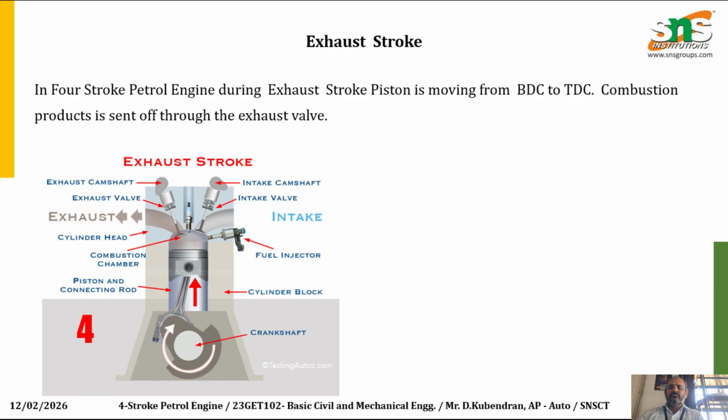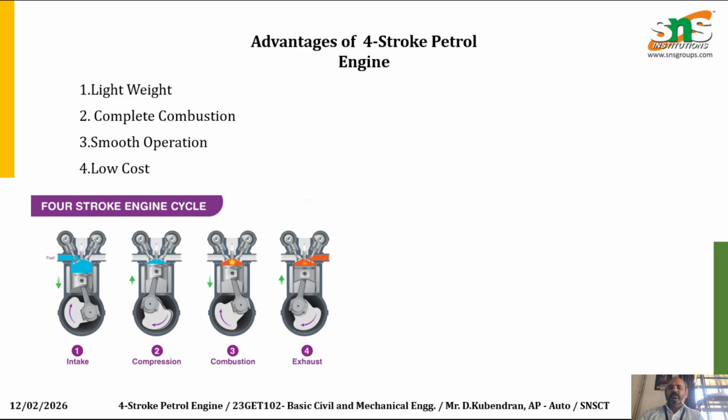When all the four strokes are completed, the cycle is repeated again. So the petrol engine works on the principle of the Otto cycle. The Otto cycle is the four-stroke cycle by which the petrol engine operates. The cycle is repeated continuously, so power is always developed. This is the working principle of the four-stroke petrol engine.